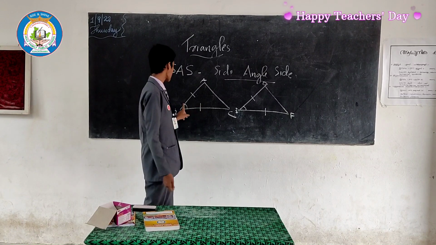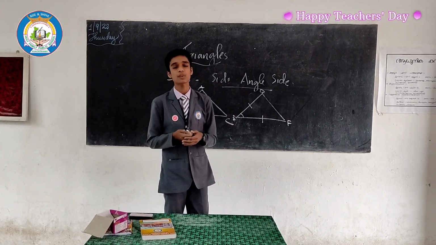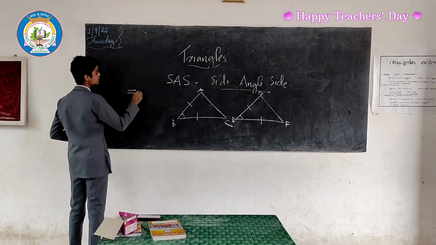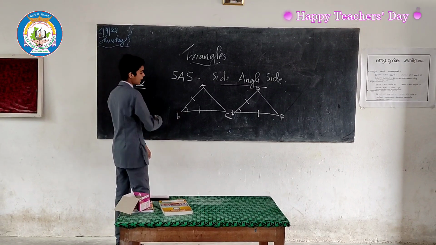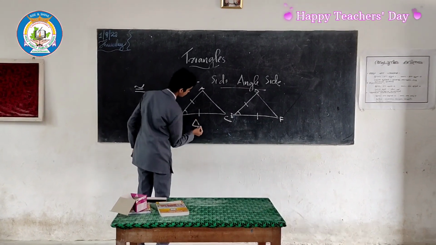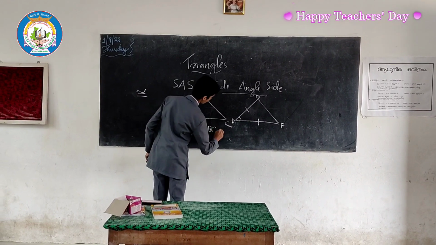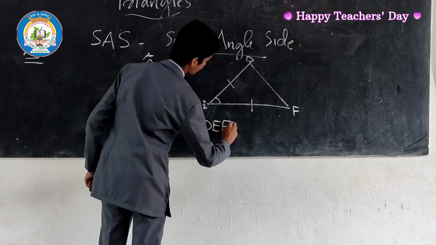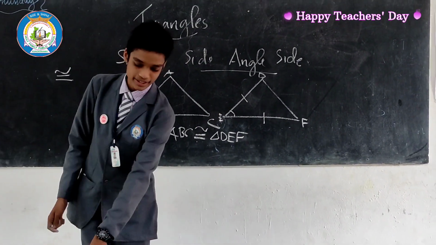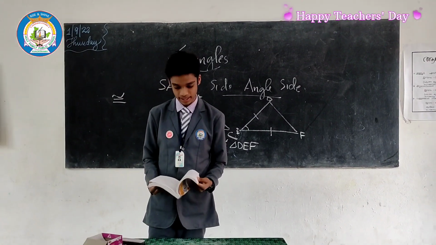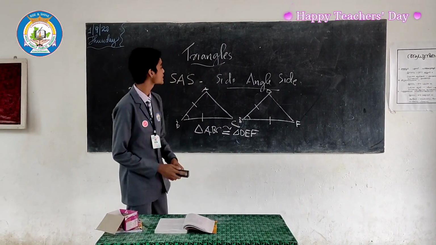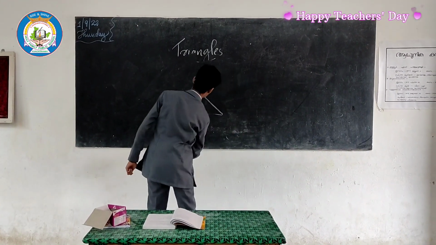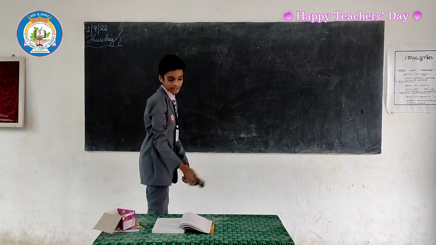If these two sides and the included angle between them are equal to one another, then the triangles are said to be congruent. We can represent congruence using the symbol congruent to, and we can write this as triangle ABC is congruent to triangle DEF. This is the SAS criterion. Now that we have understood the criterion, let me solve a few problems related to this SAS rule. Let us consider a figure.